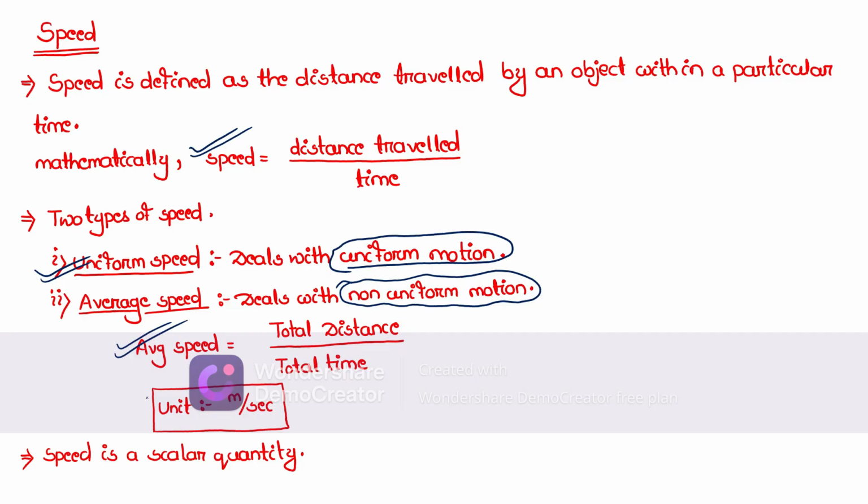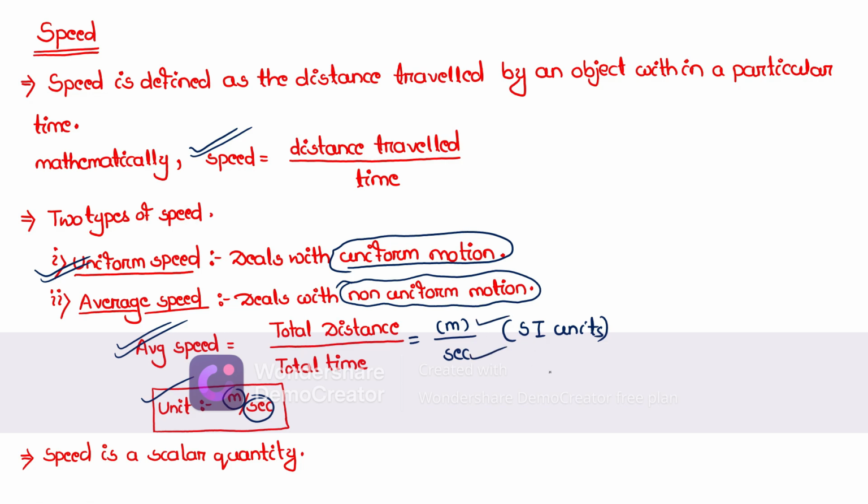Sometimes in your examination they will ask what is the unit of speed, what is the unit of displacement, what is the unit of distance. You should be aware of the units. The unit of speed is meter per second. How meter per second? Distance can be meter, and the time would be second. You should always use SI units. These are called SI units, standard units.